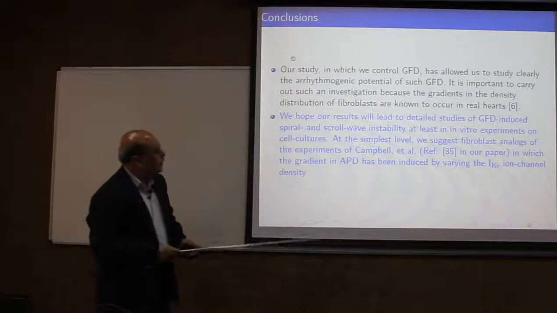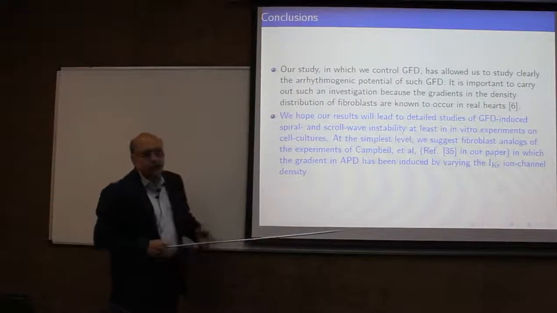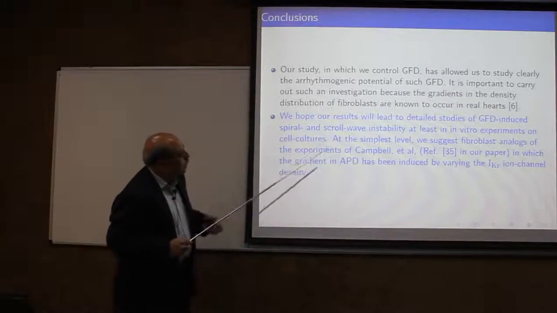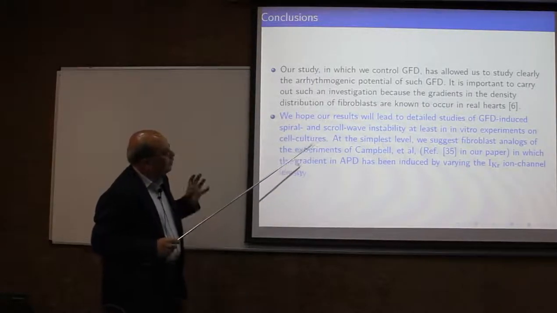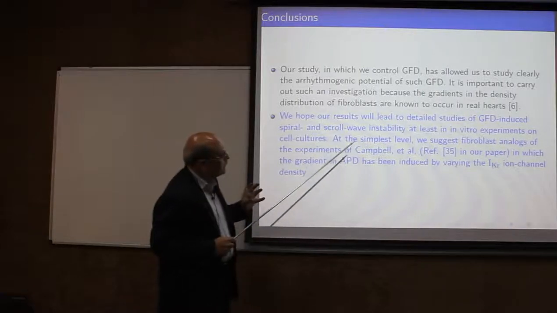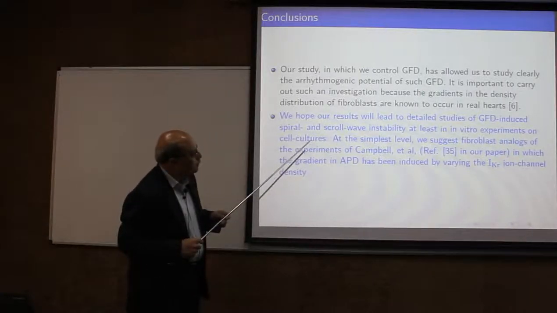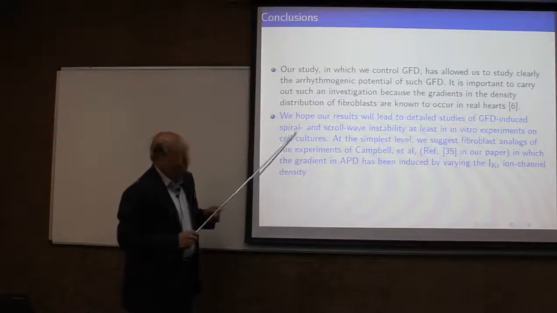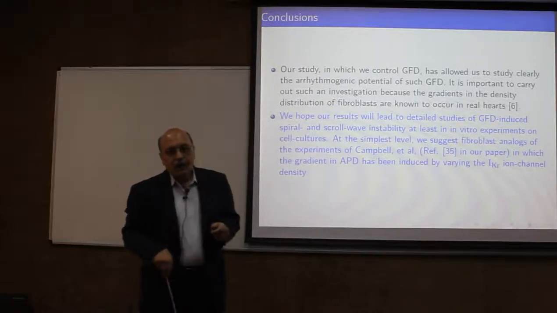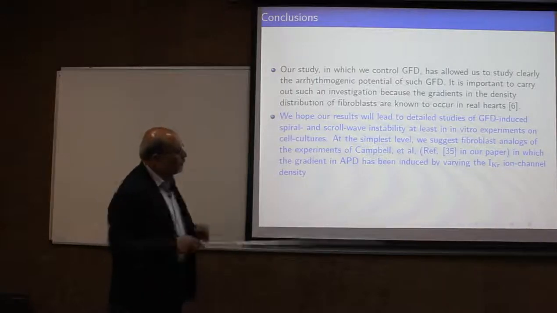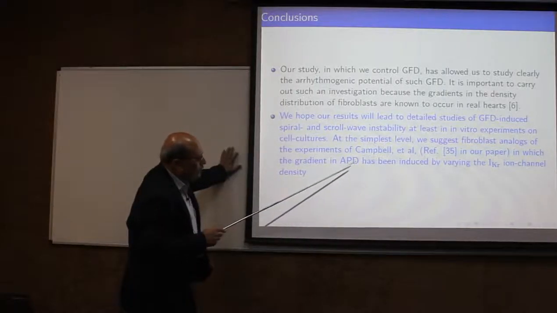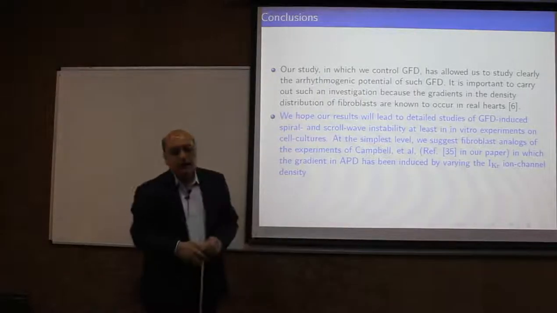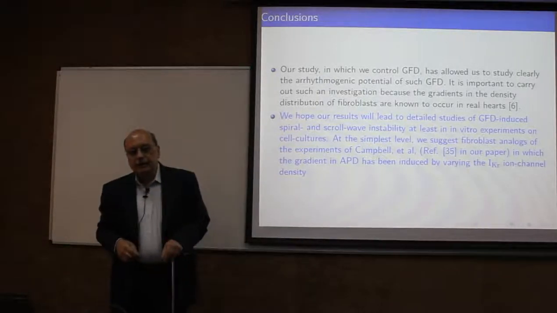In conclusion then, we can study with great precision the effect of the gradient in the fibroblast density on spiral waves and scroll waves in mathematical models for cardiac tissue, and we hope that our study will lead to experiments on such systems, analogues of which have been carried out by varying ion channel densities, but never by varying the fibroblast densities.